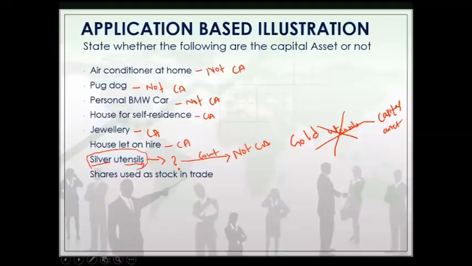Next is shares used as stock in trade, and shares not used as stock in trade. Shares used as stock in trade will not be a capital asset because the first item in the list of non-capital assets is stock in trade. But if shares are not used as stock in trade, then it becomes a capital asset. Now, what do you mean by these two terminologies?